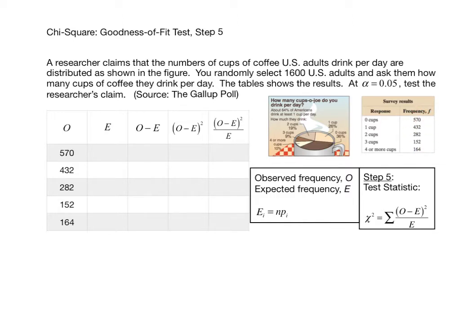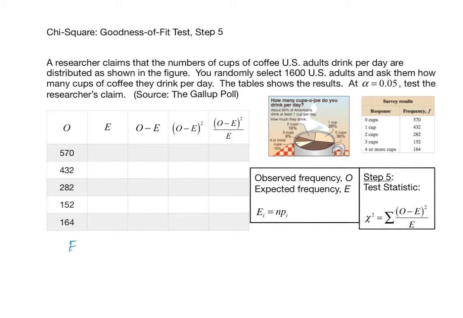So you can see I've got the O column already filled out with 570, 432, 282, etc. And then the E column, the expected frequencies, you get those by taking the sample size times the percentages that are expected. In this case, you've got the percentages right here for the expected distribution of coffee drinkers. So we have to do a computation to get each of these. So first, let's just write one of these down here.